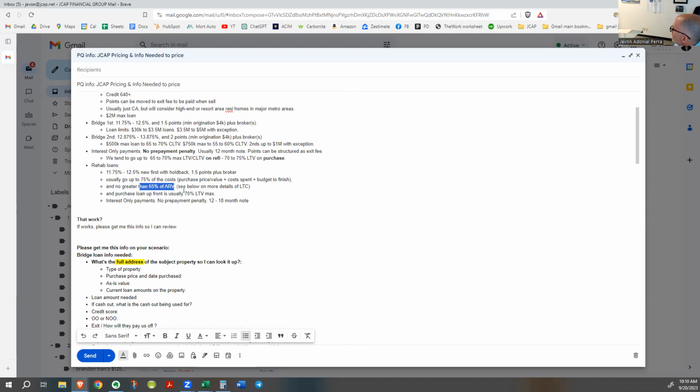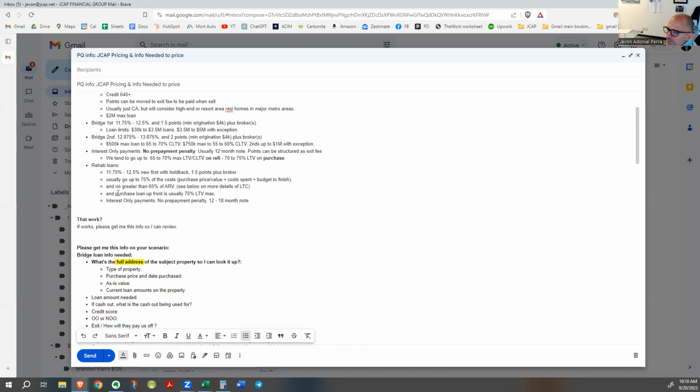if their estimation of after repair value is too high, we're going to get an appraisal. We're going to do a review called a feasibility study on their budget, and we're going to get experts to tell us what the values are. And if they're off, we're going to know. And we're just going to give them the lesser of the two. We want to be conservative. That makes sense? Yes.